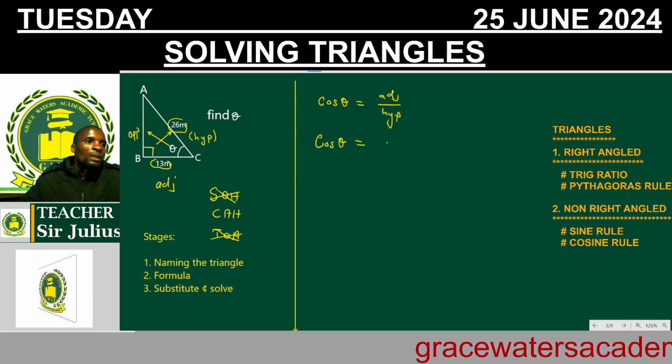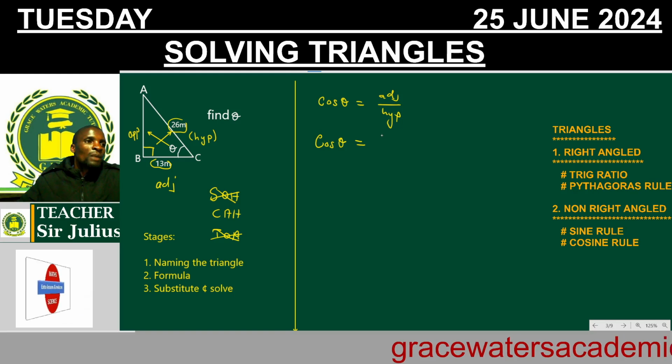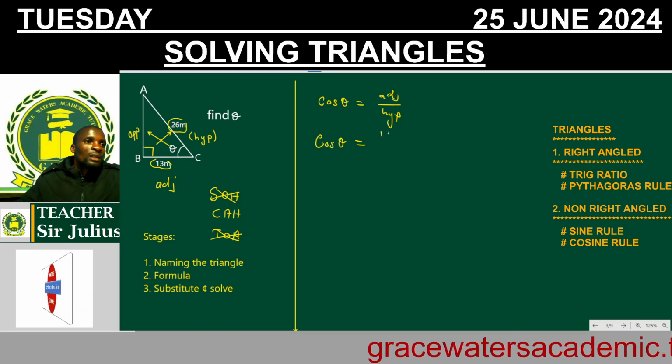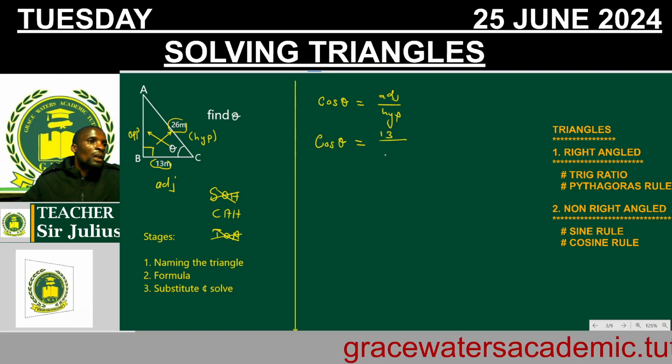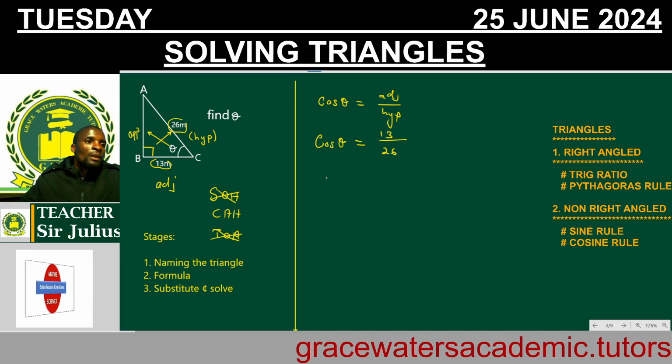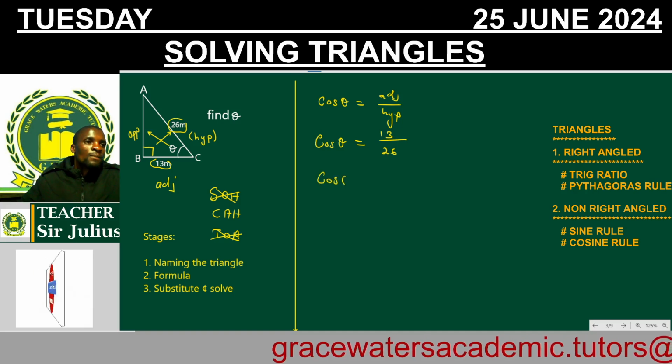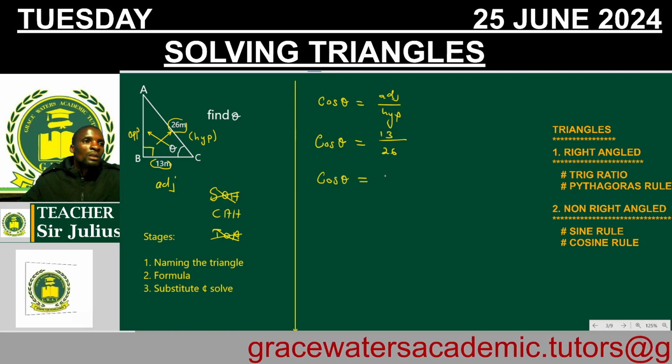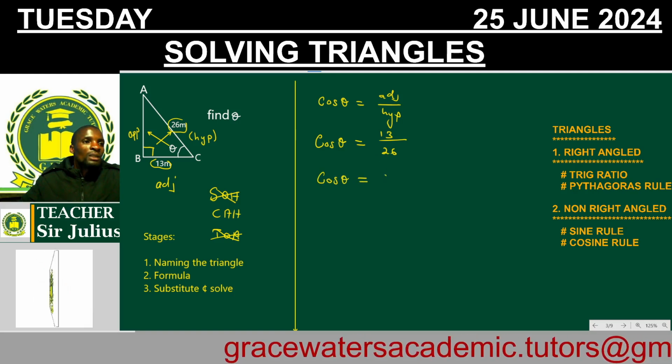I don't know theta, that's why I'm putting theta there. What is my adjacent? Adjacent is written 13, and then what is my hypotenuse? My hypotenuse is written 26. Okay, and then cos of theta is equal to 13 over 26, which is 0.5.